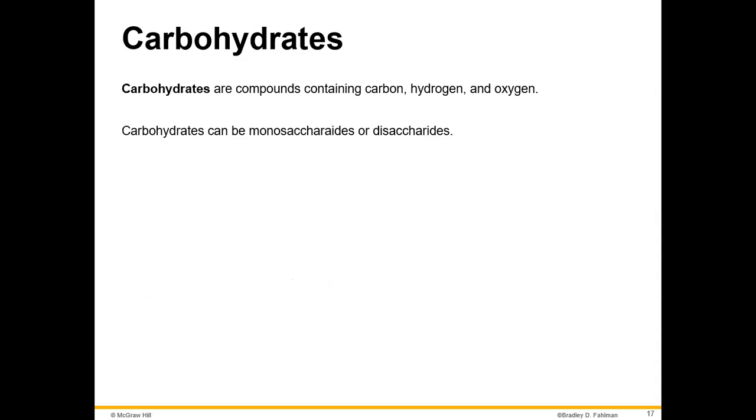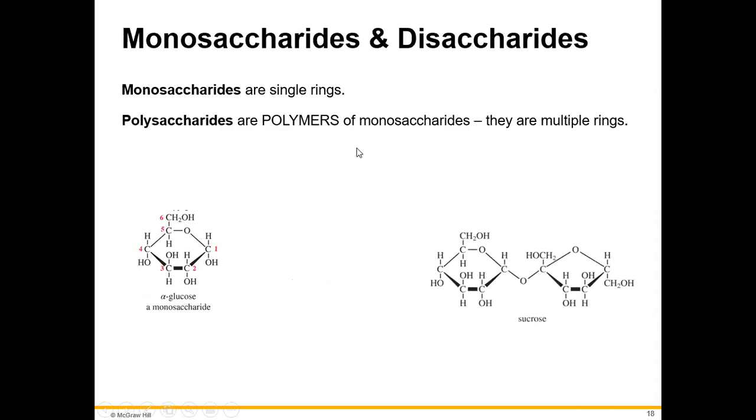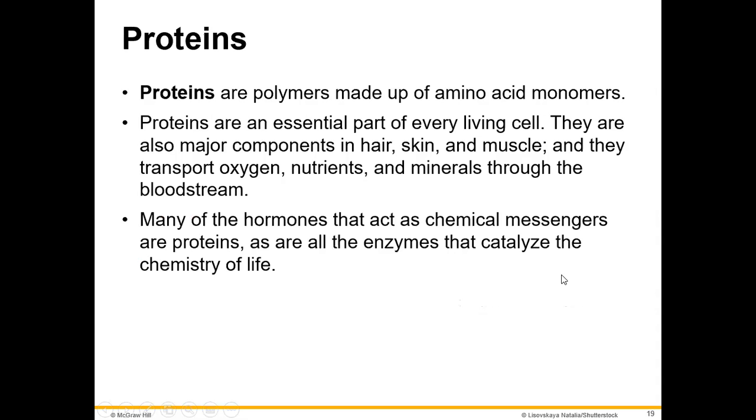Okay, carbohydrates contain carbon, hydrogen, and oxygen, hence the name. And they can be either monosaccharides or disaccharides. So what does that mean? Monosaccharides are just one single sugar, one single ring. Mono means one, poly means many. So a polysaccharide is made up of multiple monosaccharides. So polymer, monomer. Now that's just two of them, but they can link up in big long chains, and that would also be a polysaccharide.